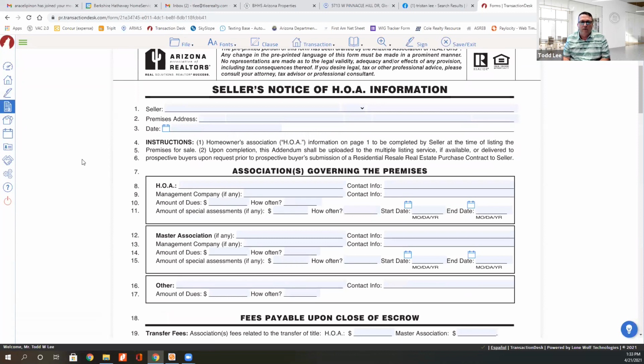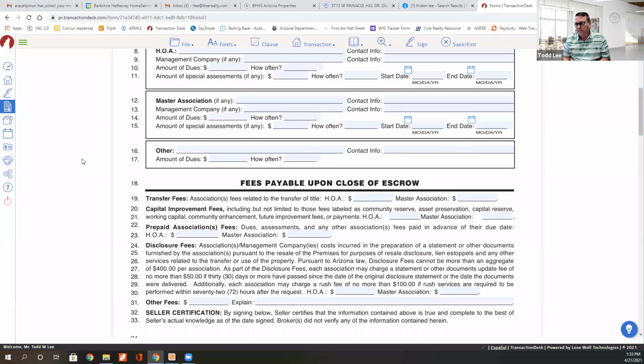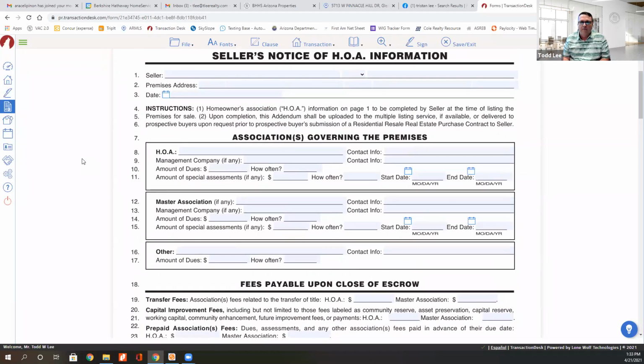Who fills out page 1 of the HOA addendum? It says right here, completed by seller at the time of listing. Seller, not seller's agent, not buyer's agent when they're trying to write an offer. This should be completed by the seller at the time of listing the premises for sale, because who knows better what your fees are than the seller?